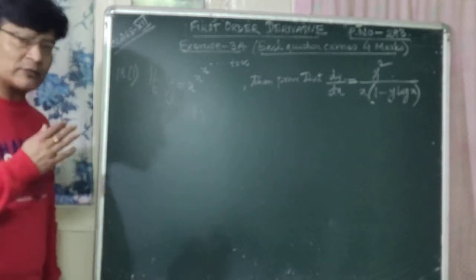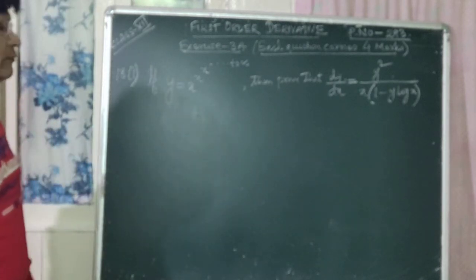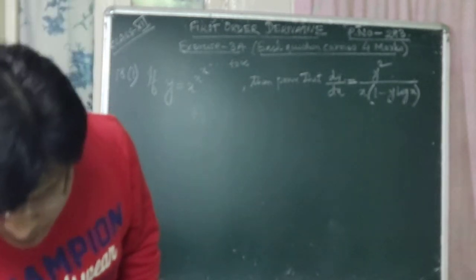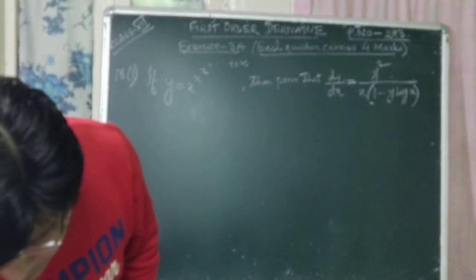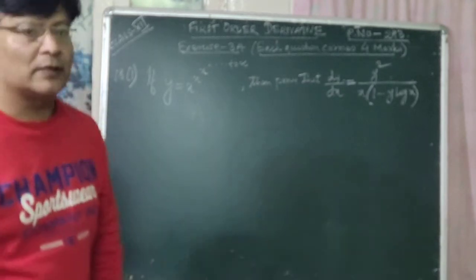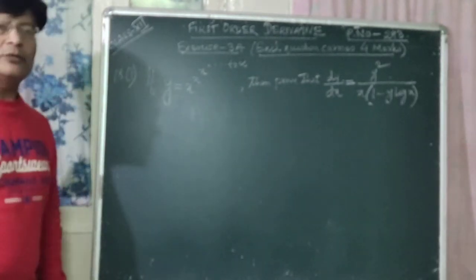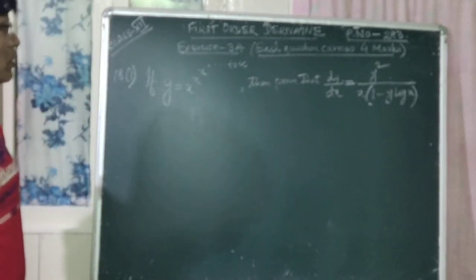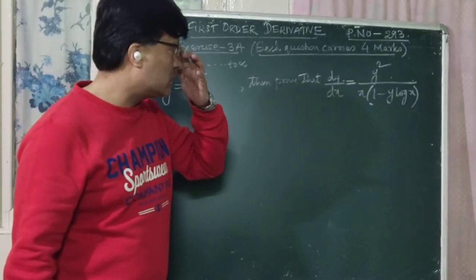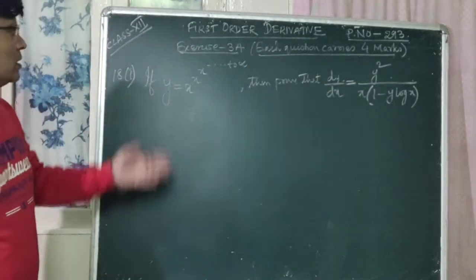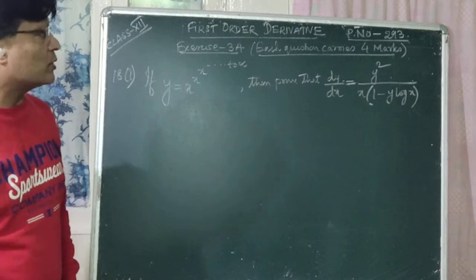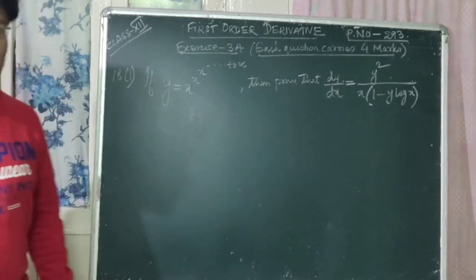In the last online class on first order derivative, we did question number 17. So today we'll do question number 18, number 1. The page number is 293. So this is the section. Each question carries 4 marks, right?